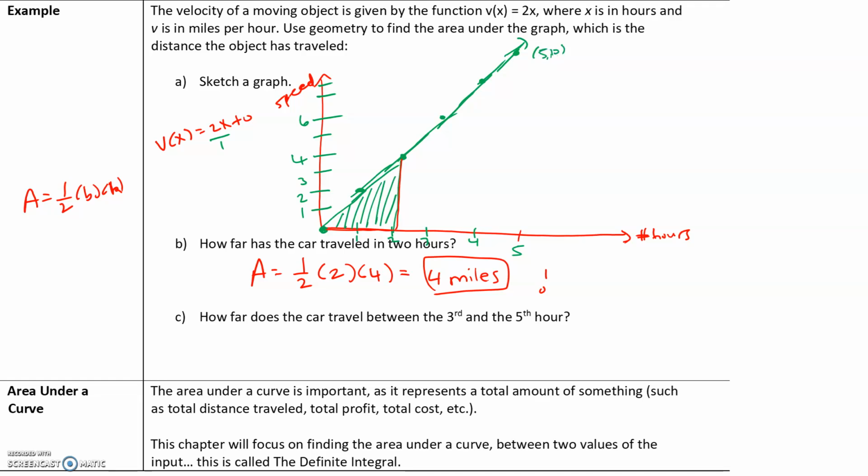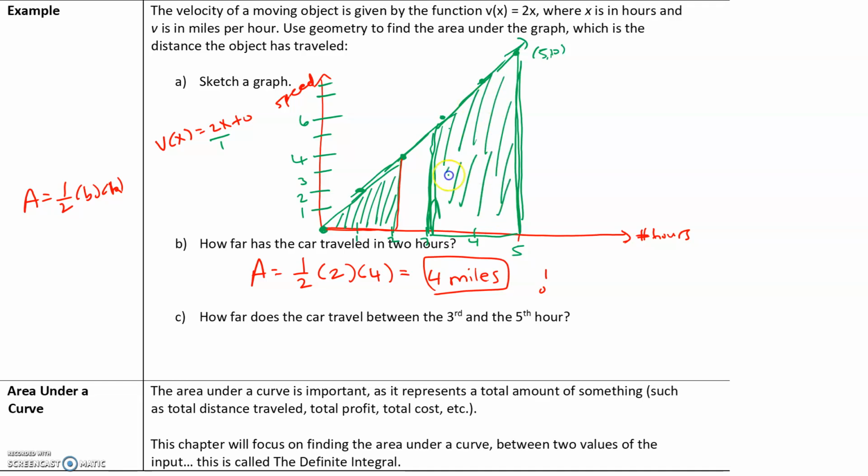So here's what we want to do. We want to find out between the third and the fifth hour. So this is hour 3, and this is hour 5. Now the distance traveled is going to be the area under this curve. It's going to be this entire area, this whole thing. To do this, we're going to split this up into two parts, a triangle and a rectangle. So we've got to find individually the area of this triangle and the area of this rectangle. And if we add these up, then we will be given the total area.